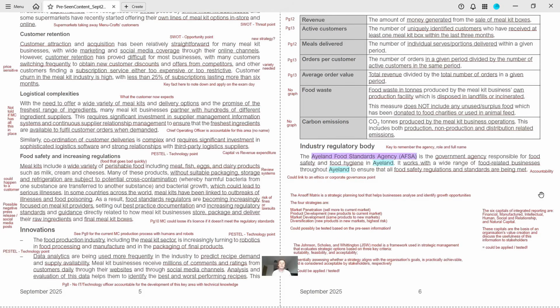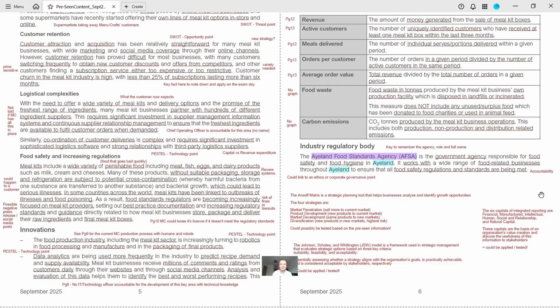So now let's move on to the industry regulatory body. Now this is important for your notes to get it down, and as you can see from my notes, key to remember the agency, role and full name there. So the Ayland Food Standards Agency, AFSA, is the government agency responsible for food safety and food hygiene in Ayland. So working directly, well, hopefully in collaboration with MenuCraft, that things will be going great.